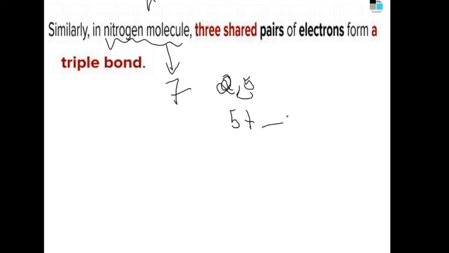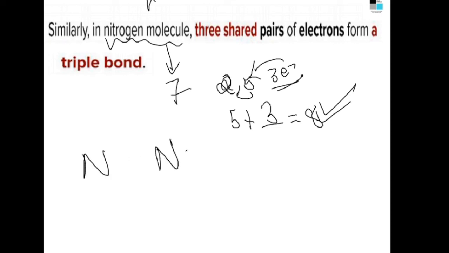Now, in order to have 8 electrons, how many electrons does it require? In order to have 8 electrons in its outermost shell, it requires 3 more, because 4 plus 3 would give us 8 electrons. So it requires 3 more electrons. Now, what would this nitrogen do? They will share their electrons with other nitrogen, right?